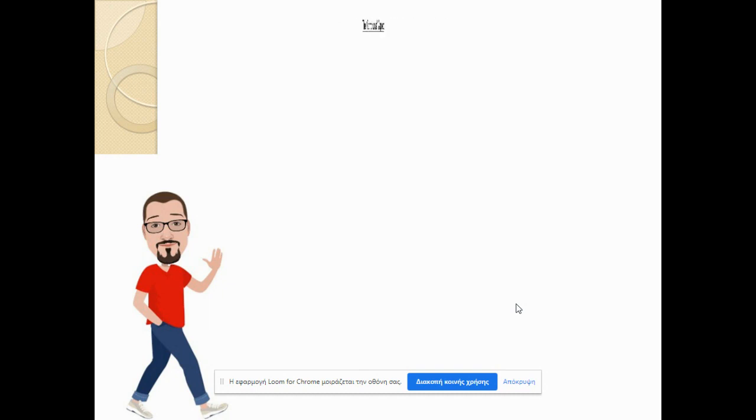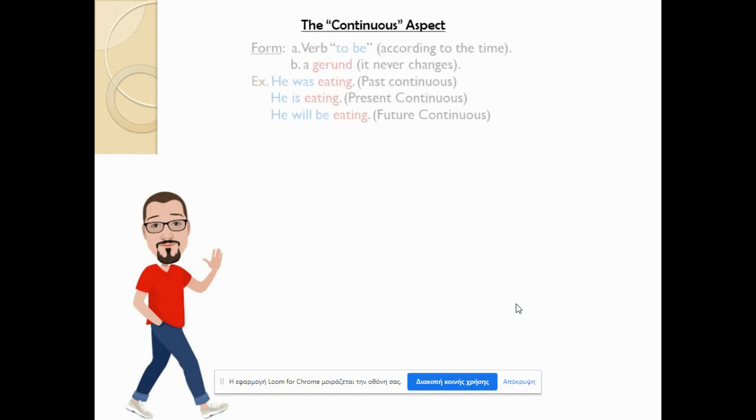In both cases, it's narration. The continuous aspect. To form it, I need a form of the verb to be according to time, and a gerund, an -ing verb, right? For example, he was eating. He was is the verb to be. So because the verb to be is in the past form, this is past continuous. I can see the gerund that follows. He is eating. He is the verb to be in the present form, so this is present continuous. Again, the gerund follows. He will be eating, and it's the same logic.